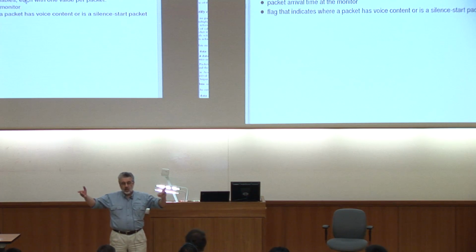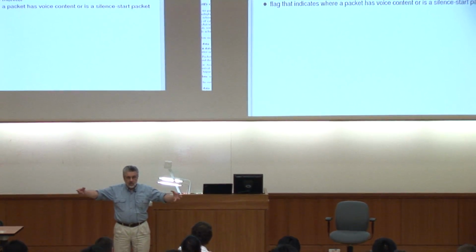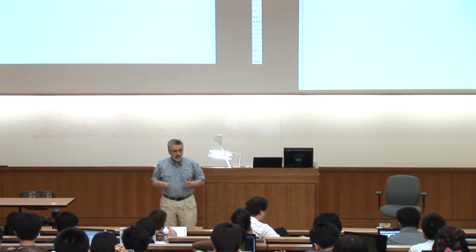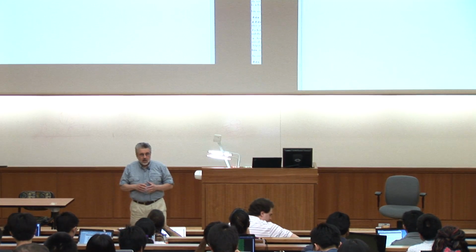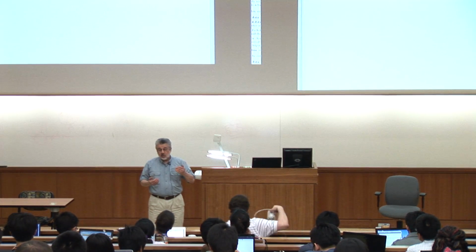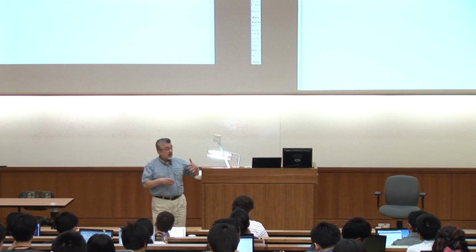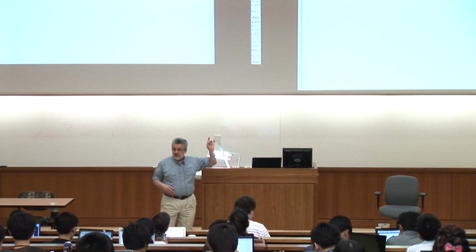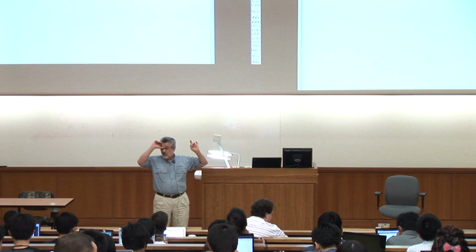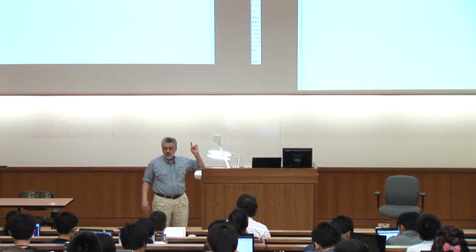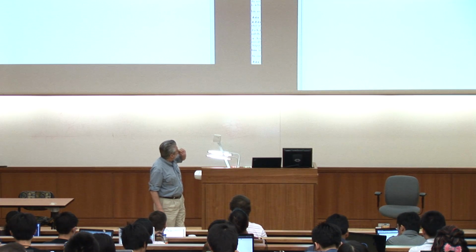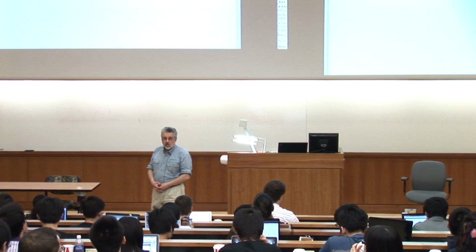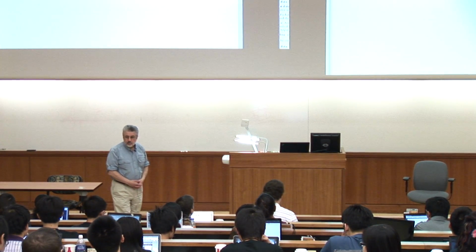So for each semicall, we have all the measurements that we want to bring into the analysis, which is just two. The within subset variables are two. It's the packet arrival time at the monitor, which I'll define a little more precisely shortly, and then the flag that indicates whether a packet is voice or silence control packet.